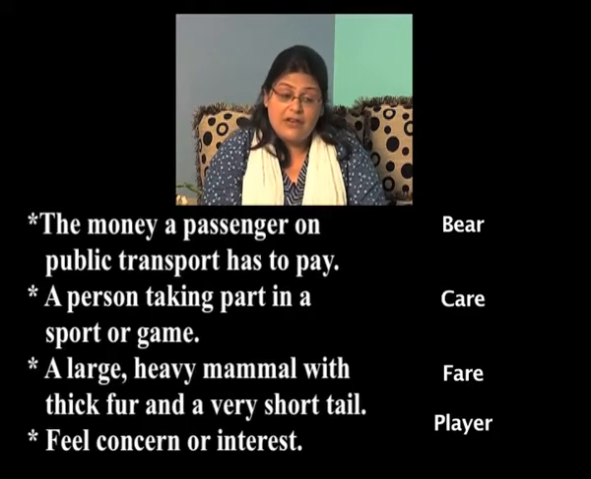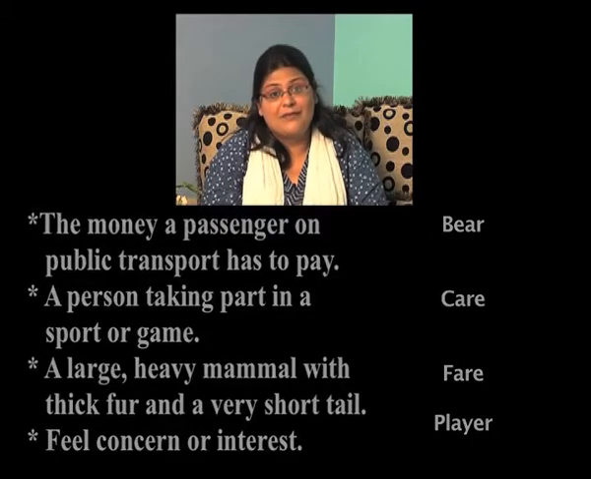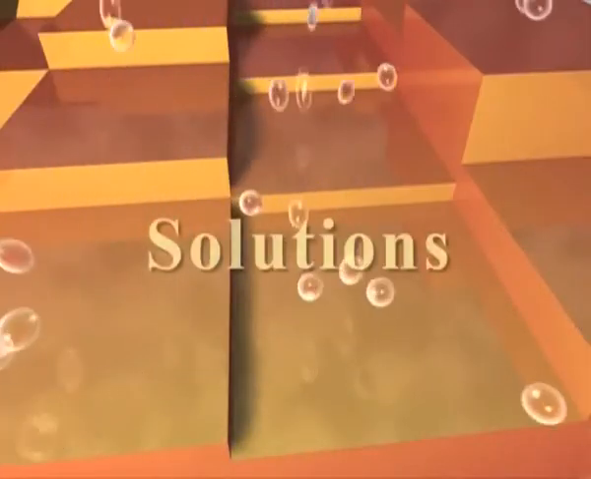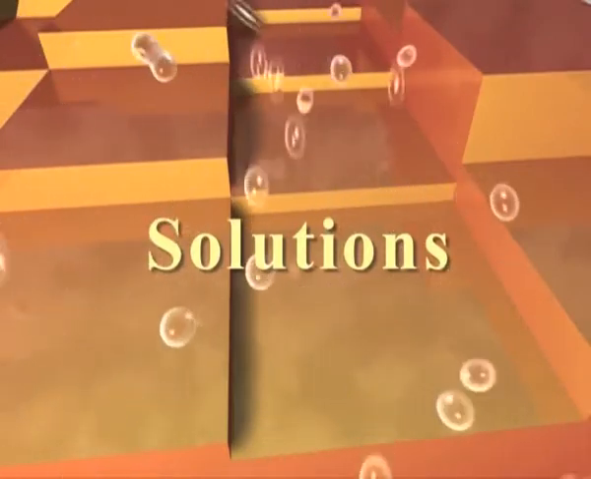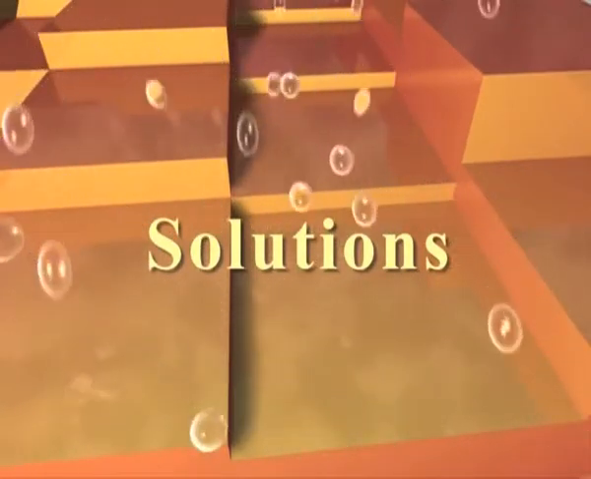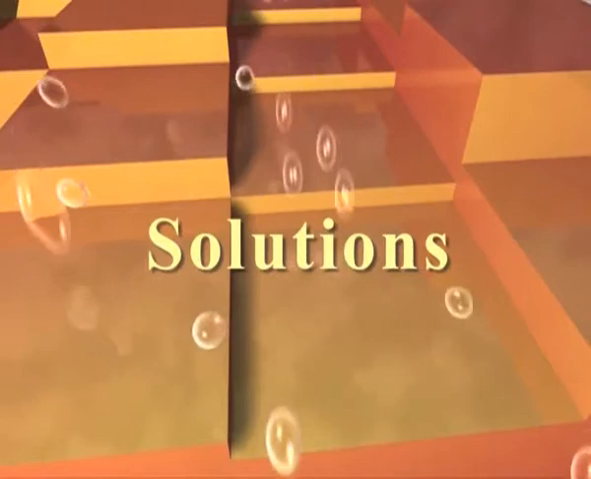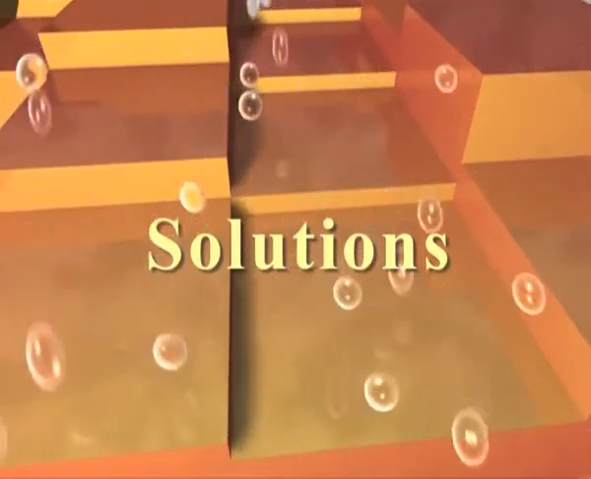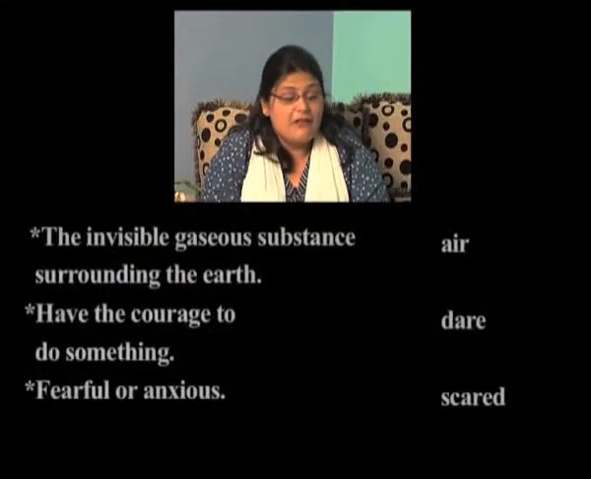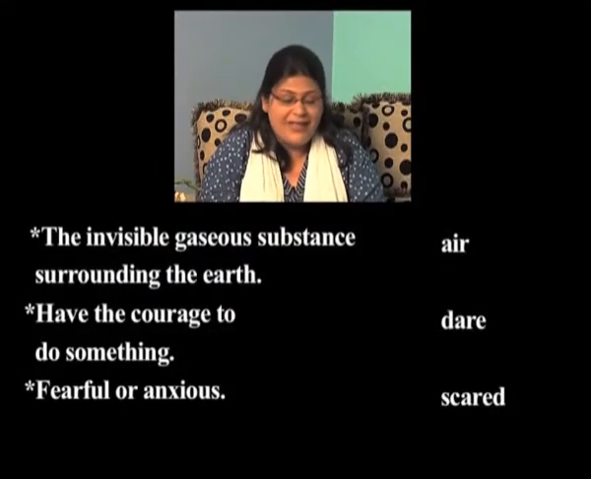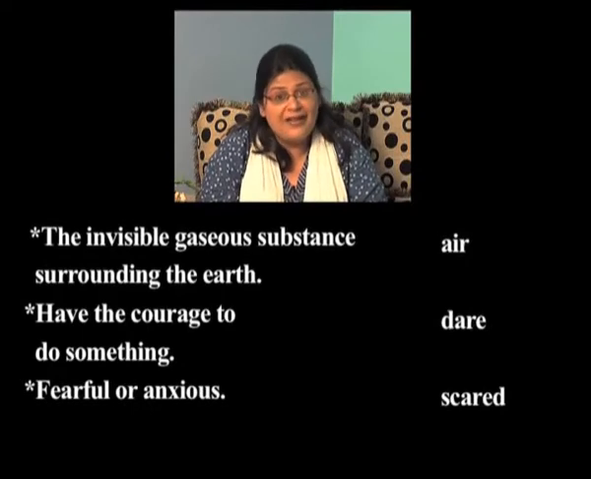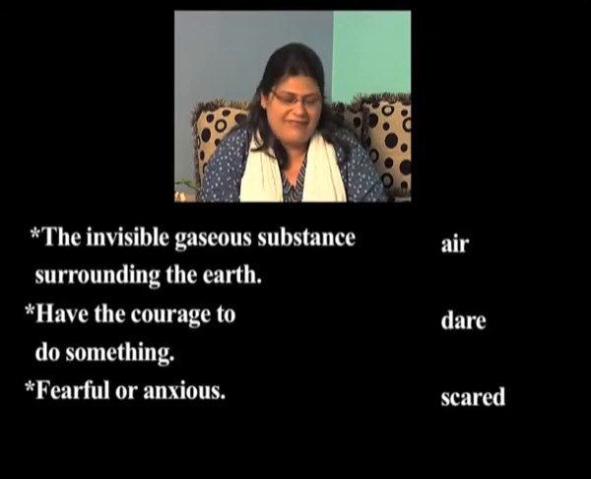Now you have some words given in column B and you have to match the columns. Please do it right now and then we'll discuss the options. Now let's discuss the answers. The invisible gaseous substance surrounding the earth, a mixture mainly of oxygen and nitrogen. I'm sure we all know what this is. It's the definition of air.